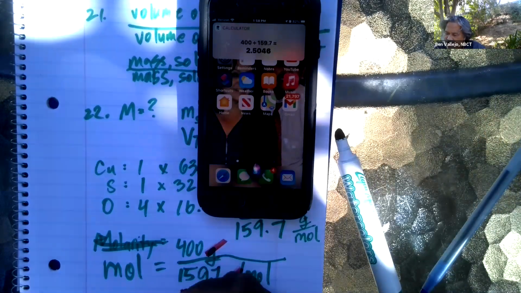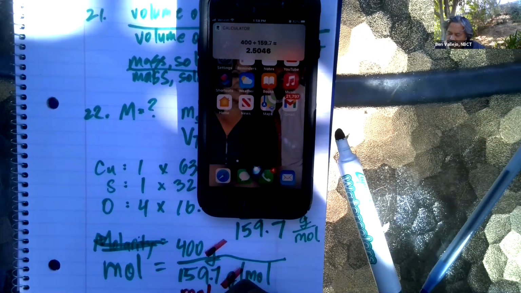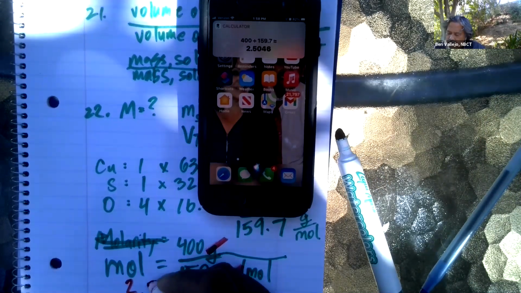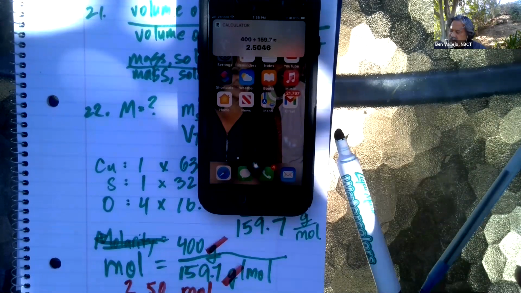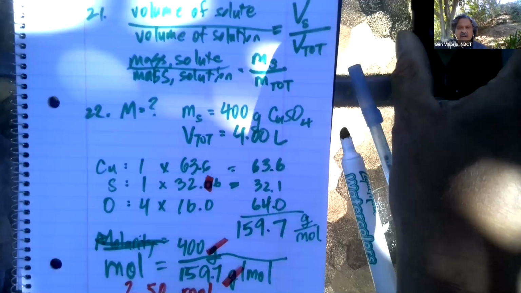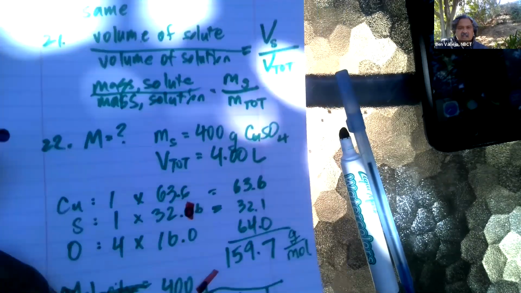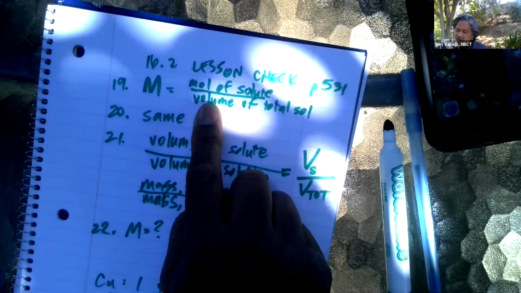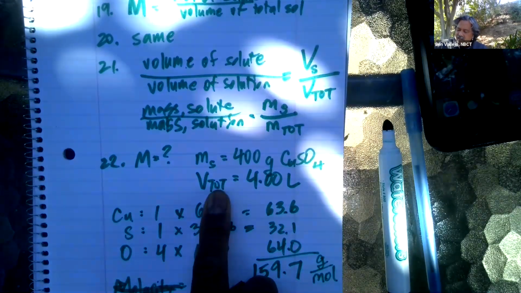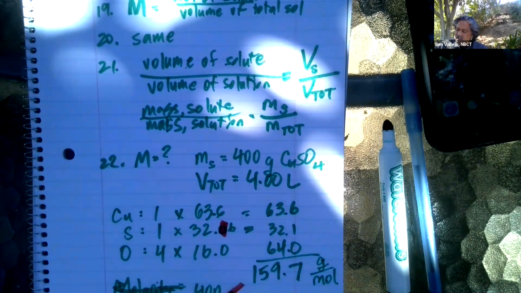Let's see what Siri says. 2.50. But that's not the final answer. That's how many moles we have, and we're trying to figure out molarity. The molarity is moles divided by volume. And we have volume. Now we have moles.